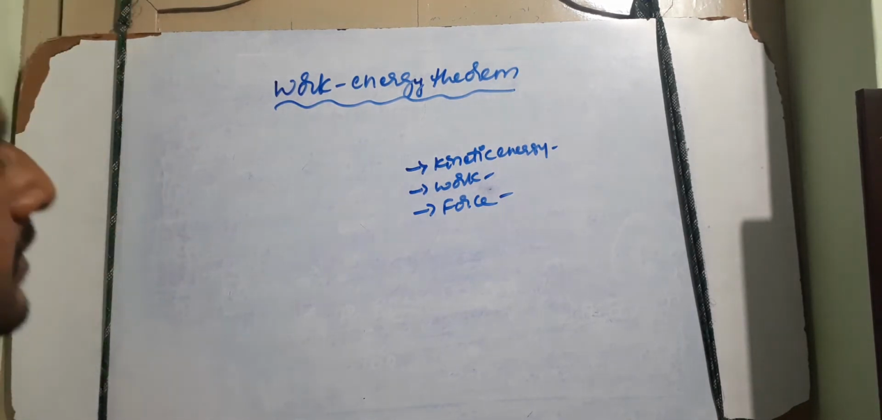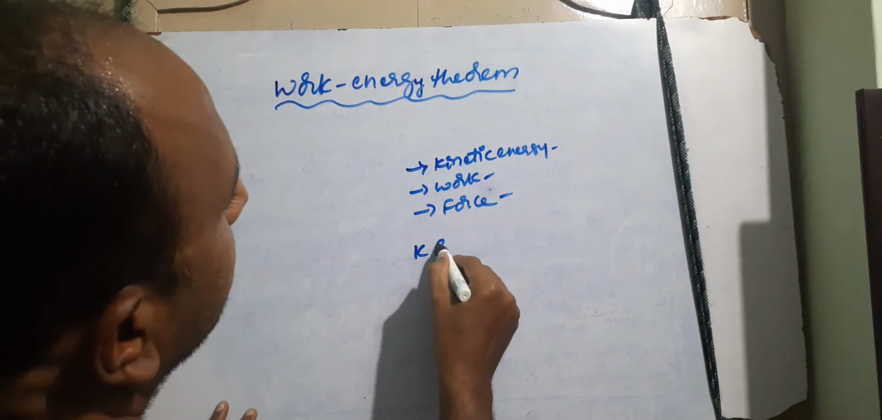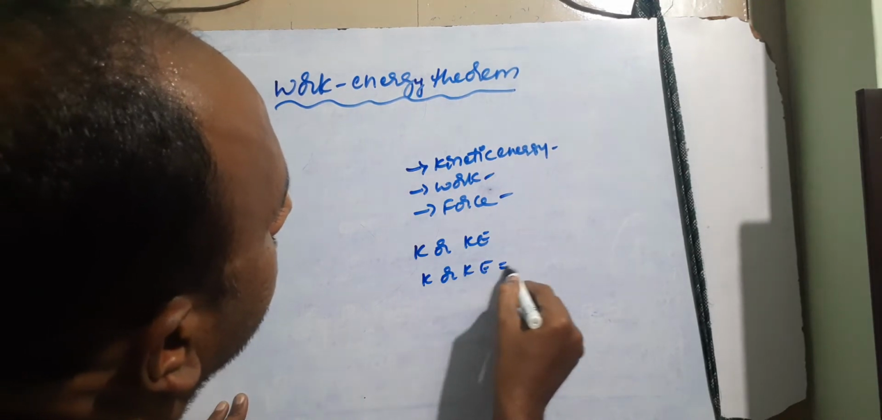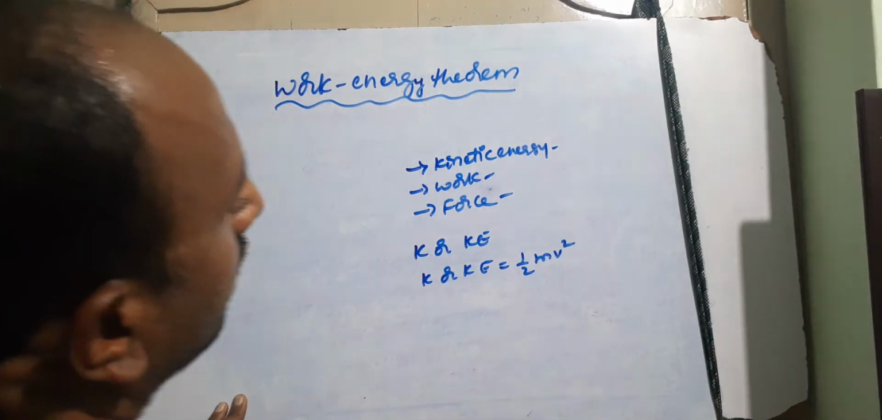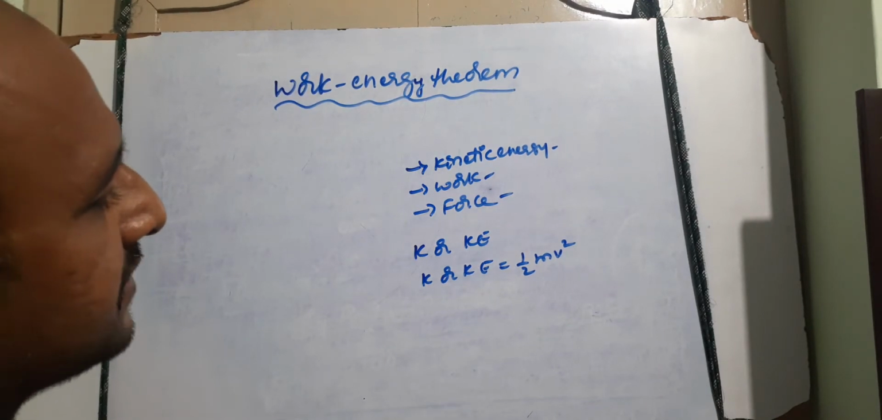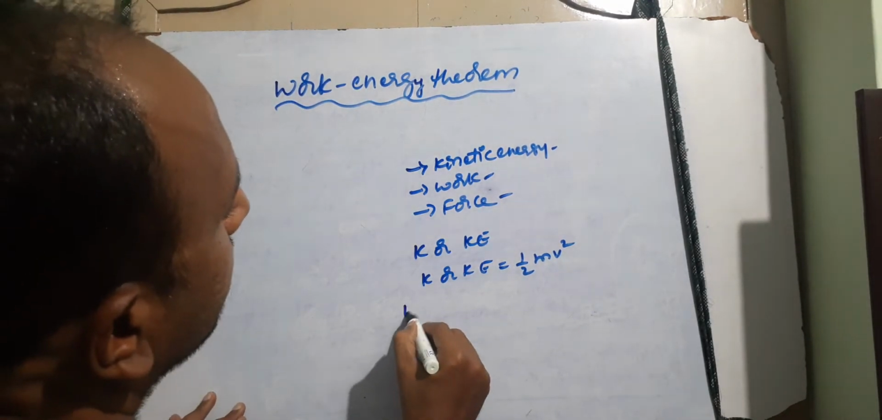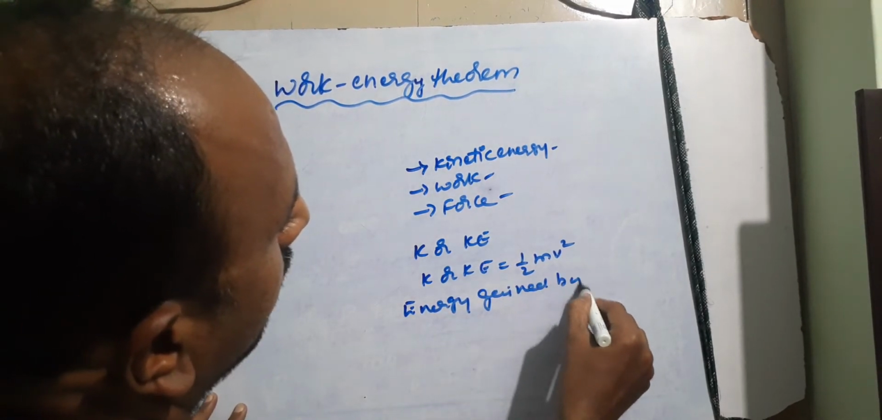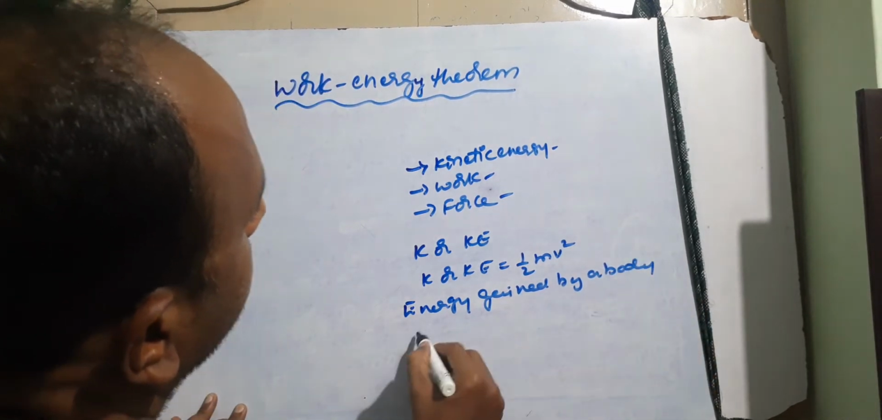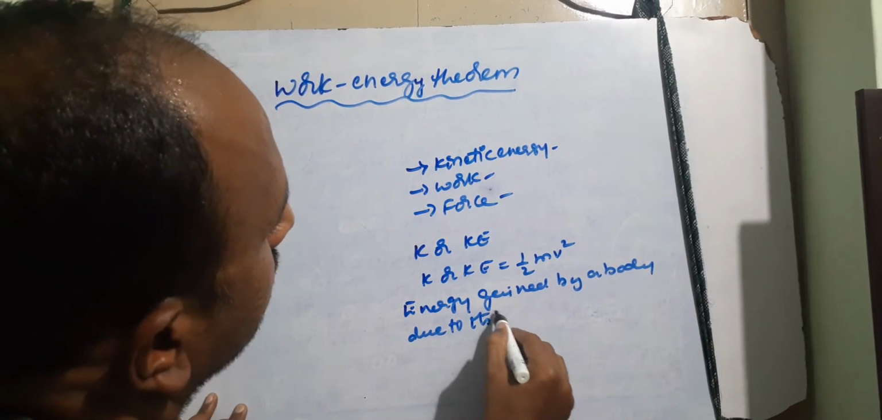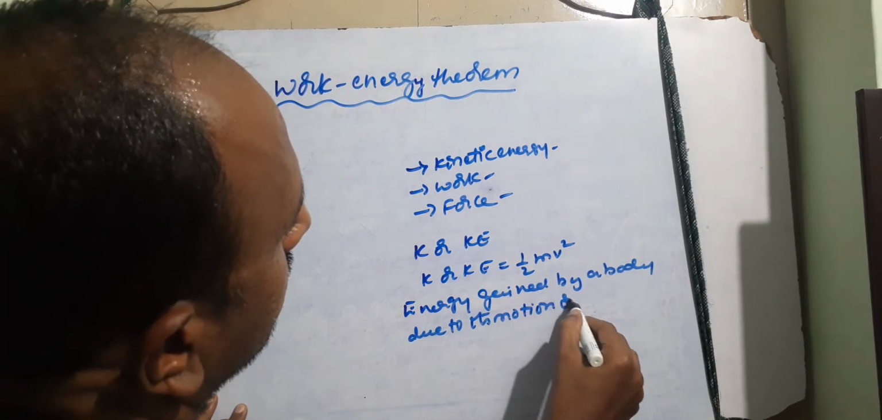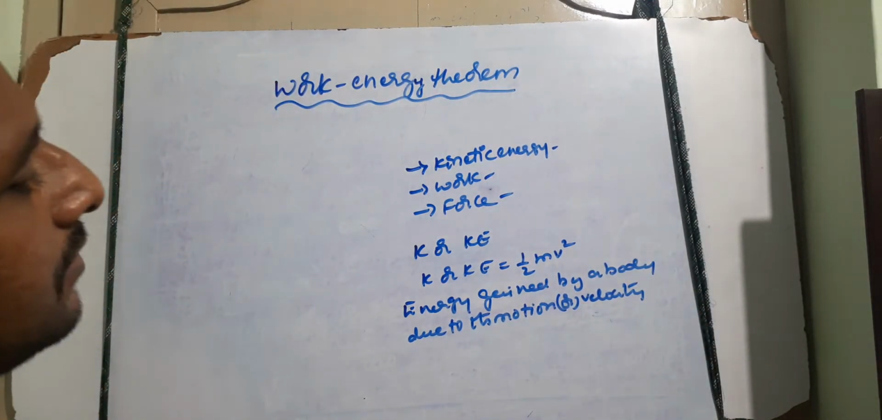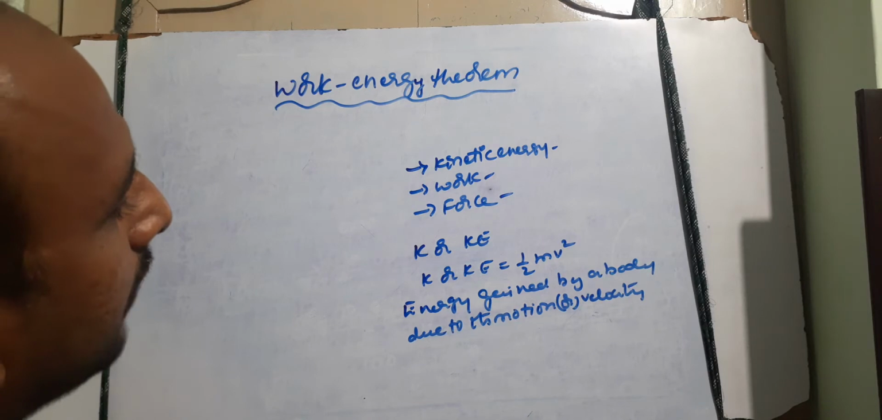So first, kinetic energy. Kinetic energy is denoted by K or Ke, which is given by Ke is equal to half m v square, where m is the mass of the body and v is the velocity of the body. So kinetic energy is nothing but the energy gained by a body due to its motion or velocity.